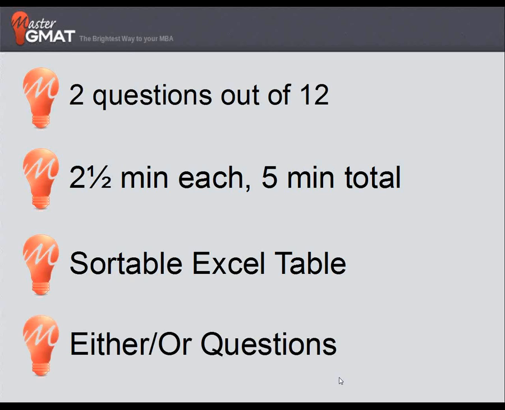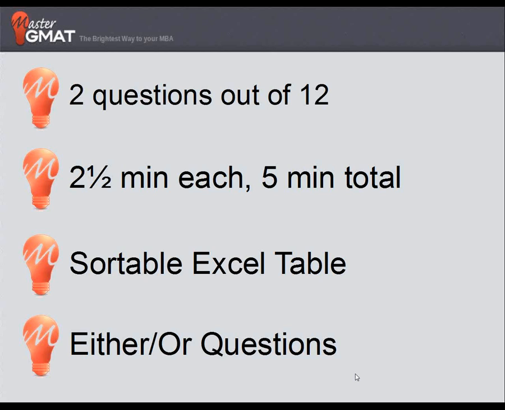You can sort each of the rows of the tables in ascending or descending order to help you interpret the either-or questions. Now, in the middle of the webinar, we're going to cover both the table and the either-or questions in depth. We're going to talk about new strategies and tips because both of these are totally new to the GMAT.